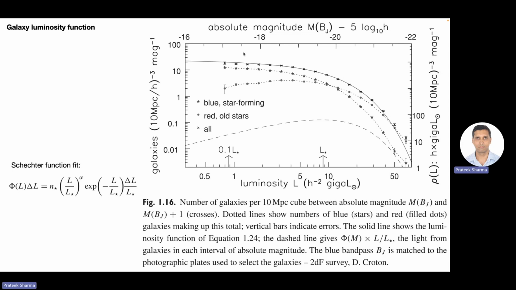So you have a large number of small galaxies with small luminosities. And as you go to larger and larger luminosities, their numbers drop exponentially. The very, very luminous galaxies are extremely rare. They are exponentially rare. Okay, this is what it says.